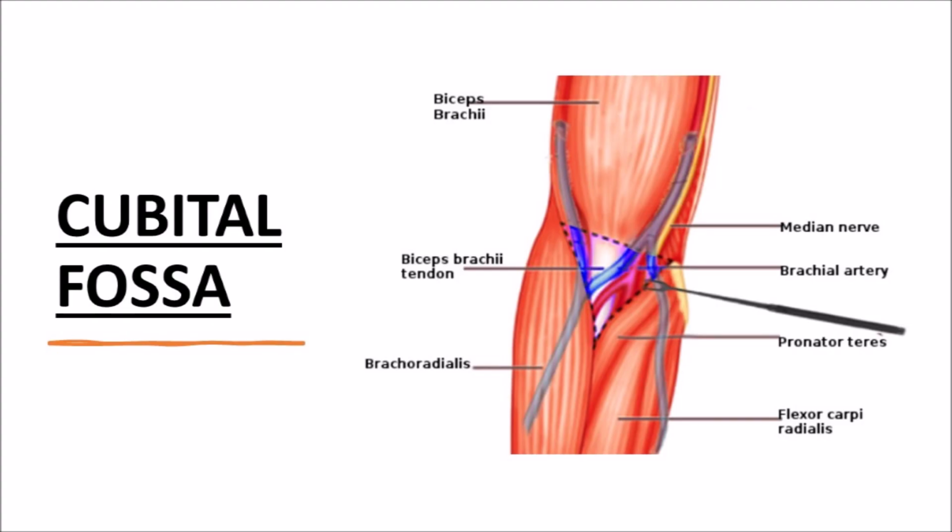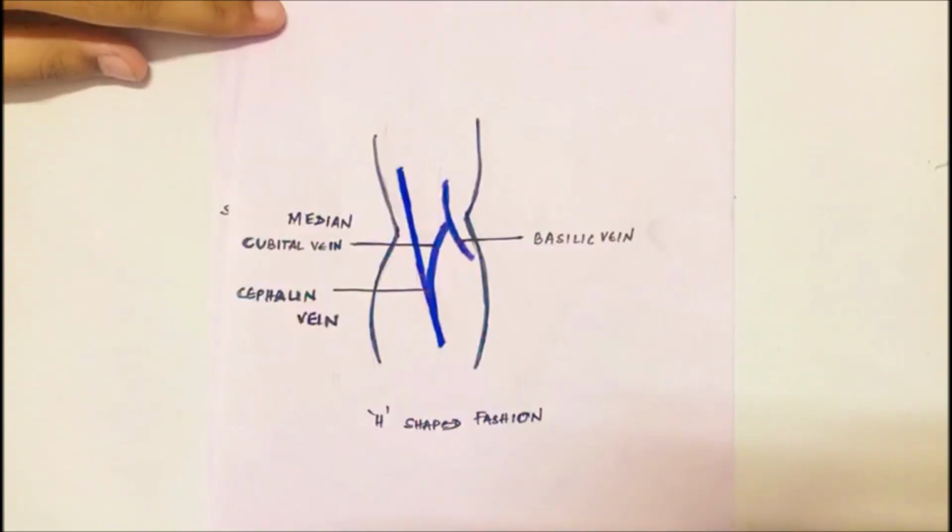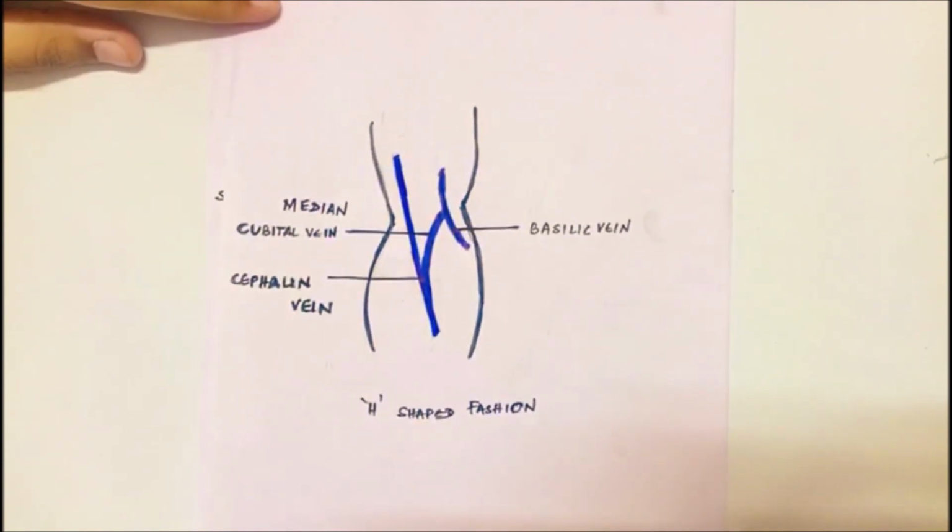Let us move on to the next important short note, which is cubital fossa. The topics that will be covered under cubital fossa are its boundaries, contents, and applied anatomy. Now let us discuss the medial cubital vein.